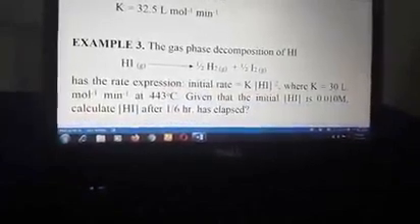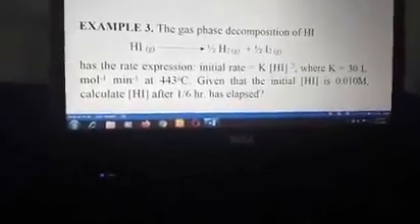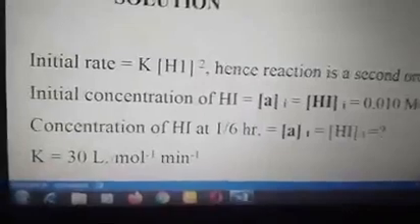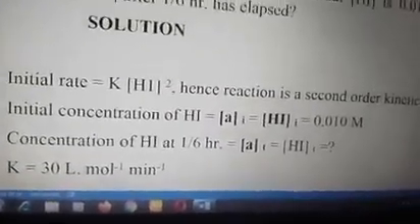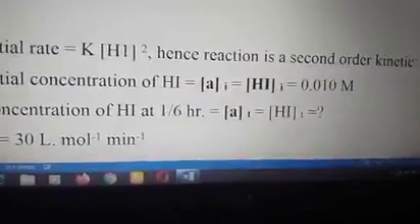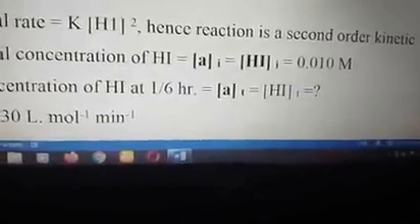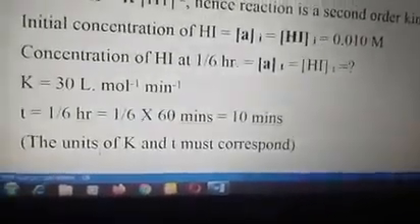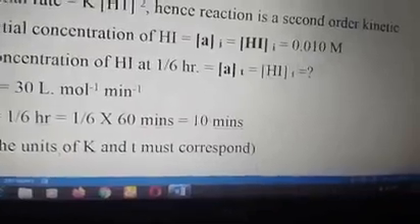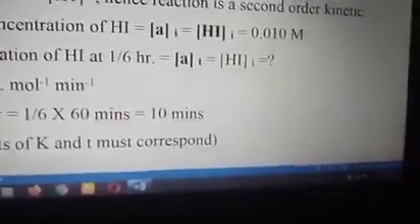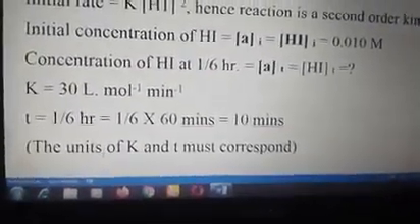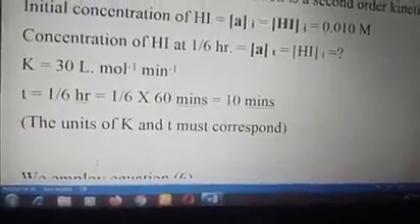Example 3 says the gas phase decomposition of hydrogen iodide, HI, gives half a mole of hydrogen plus half a mole of iodine. It has the rate expression. So initial concentration of HI, that is HI subscript I, is 0.01 mole per dm cube. The concentration of HI after 1/6 hour is A_T, that is HI_T, which is unknown. We're looking for it. The rate constant is 30 liter per mole per minute. The time is 1/6 hour.